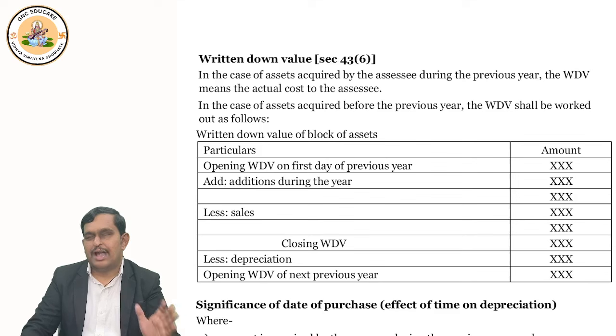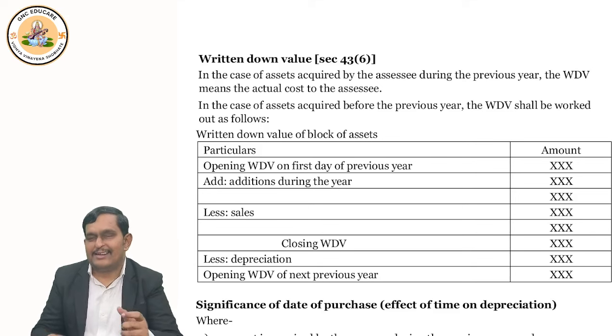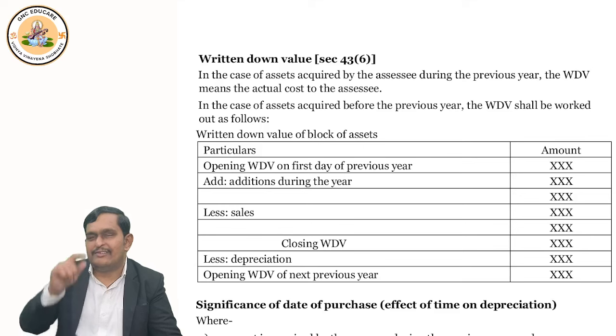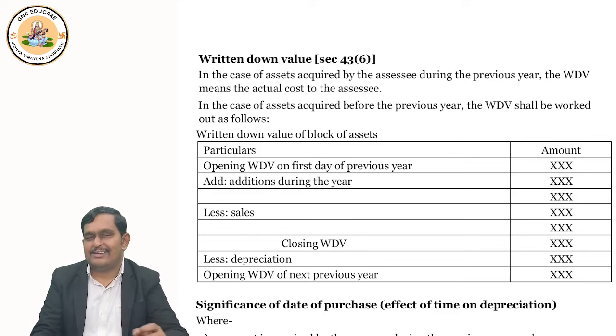Now you understood how to calculate depreciation in case of other than power generating units. How to calculate on the WDV. In the first year, what will happen? On the actual cost, we calculate depreciation. Correct. From second year, subsequent years, opening WDV plus purchases minus sales, we get closing WDV. On that, we calculate depreciation and we get opening WDV for next year. This is how you should remember the topic.